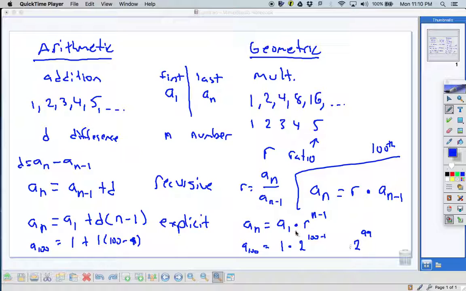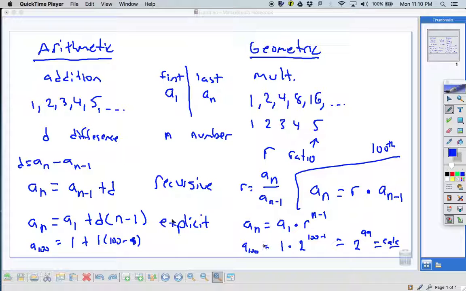That's an awful lot of 2's. This is not 2 times 99. This is 99 2's all multiplied together. This is a very large number, so I will let you use a calculator to find the answer, because that is a very large number. That's what 2 to the 99th is. But when you did it, that would be your answer.